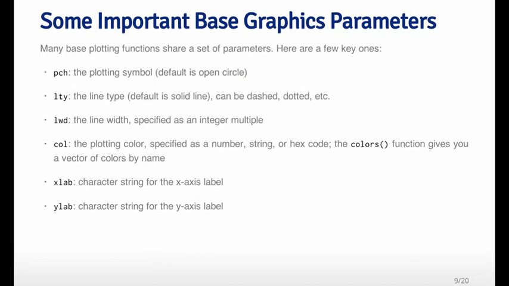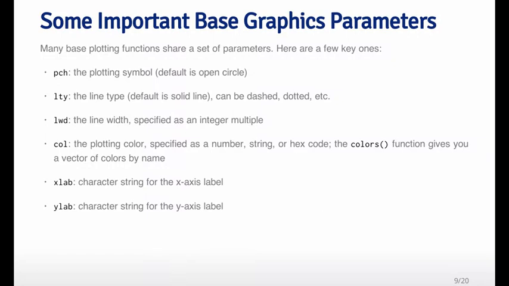There are a couple of key base graphics parameters that are useful to keep at the front of your brain, or at the top of your head, whatever you want to call it, because you tend to use them quite often. The first one is the pch, or the plotting character or plotting symbol. You notice that the default in the previous plots is the open circle, but you can change this to be something else, and so the pch can take two types of arguments.